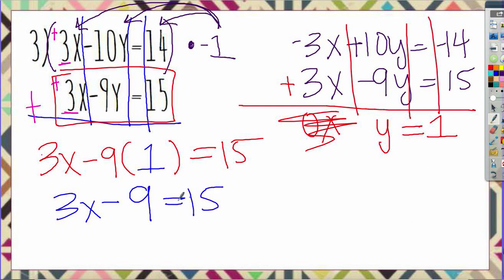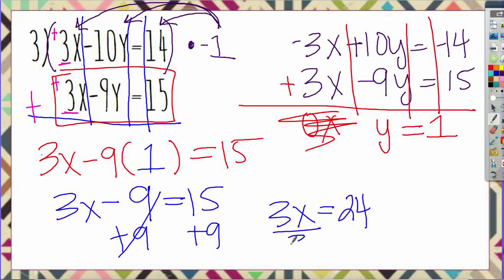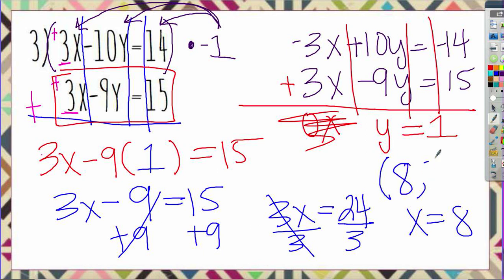3x minus 9 times 1 is just 9, equals 15. To solve for x now, I'm going to add 9 to both sides. And 3x equals 9 plus 15, which is 24. Divide both sides by 3 because x is being multiplied by 3, and x equals 8. I have to make sure I write my answer in order. It's x before y, so the actual answer to where these two lines intersect is the point (8, 1). So that is our solution to the problem.